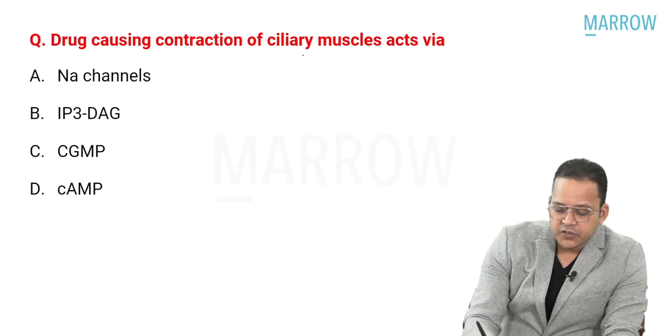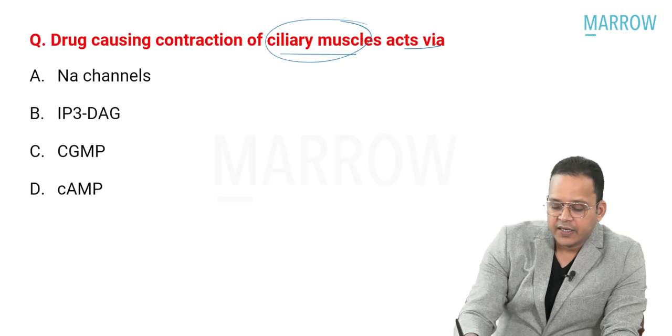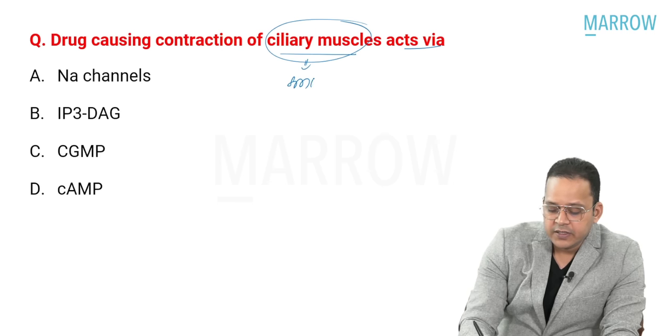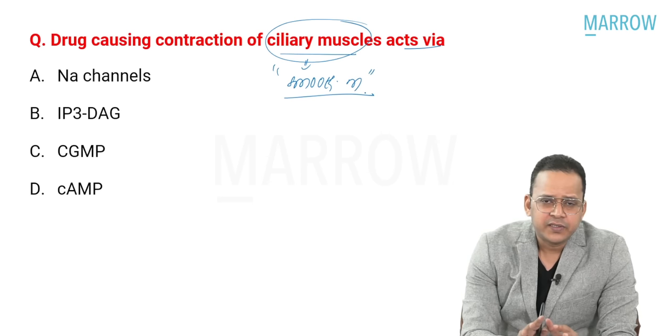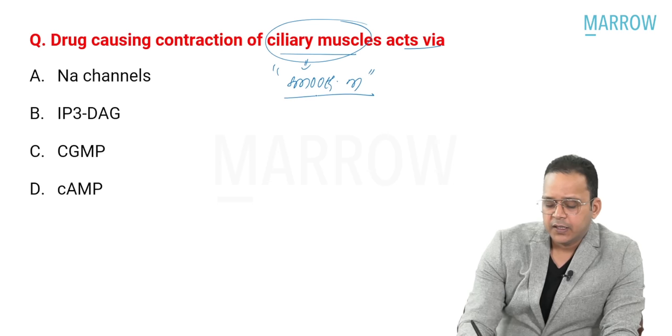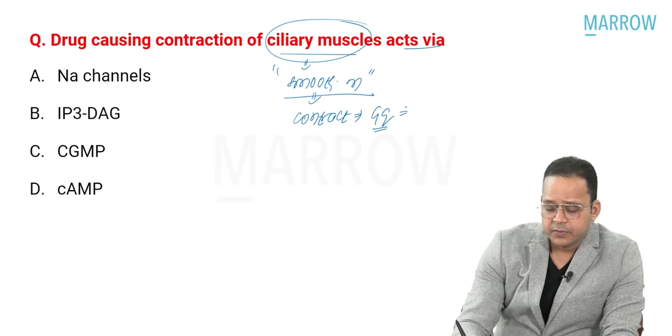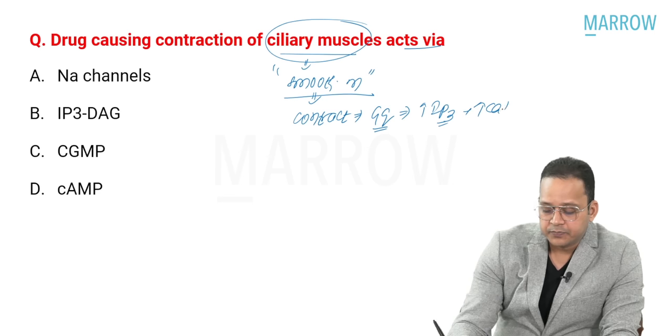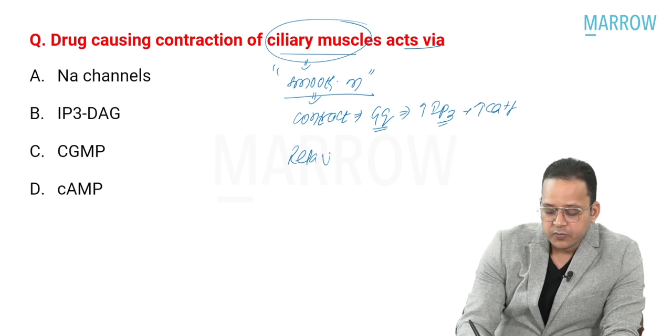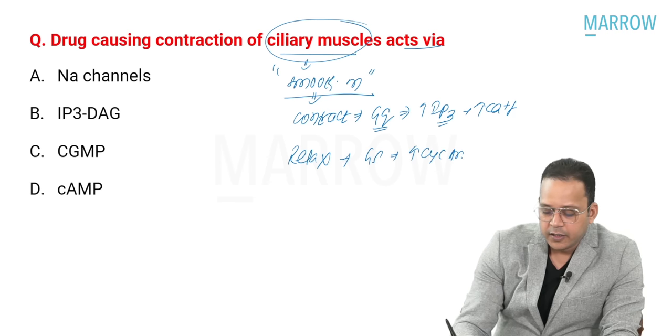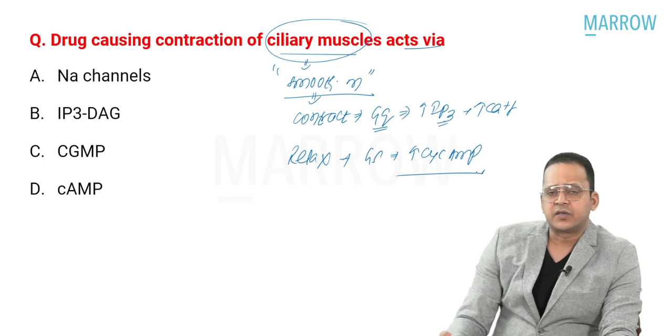Drugs causing contraction of ciliary muscles act via. Now see, ciliary muscles are smooth muscles, and this is a basic concept that I teach you in G Pharma: whenever smooth muscles contract, it is because of the Gq subtype of receptors, which act by increasing IP3, that increases calcium, right? Whereas whenever smooth muscle relaxes, it is because of the Gs subtype which increases cyclic AMP, and that causes relaxation of smooth muscle.